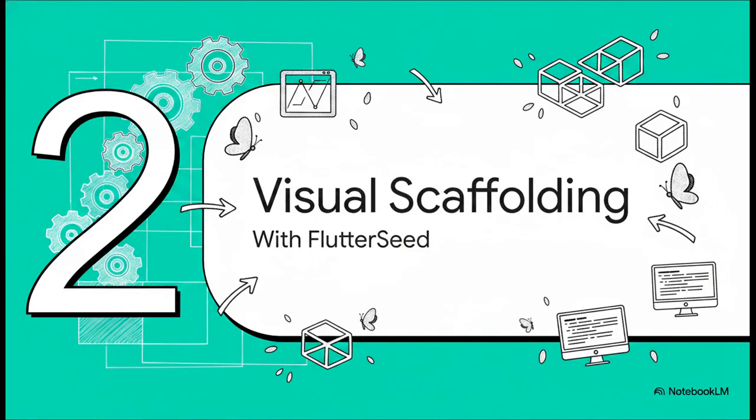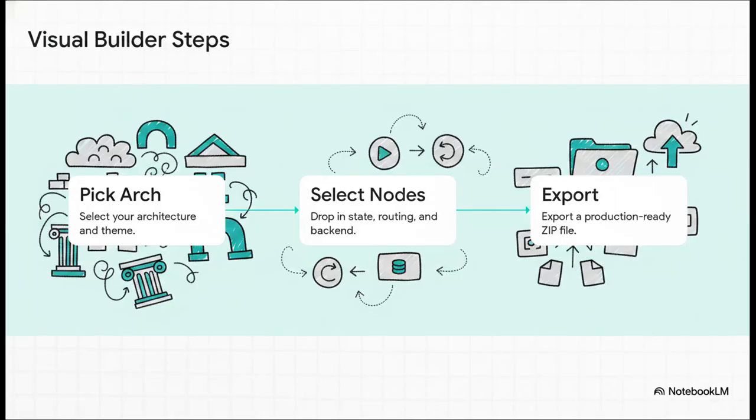Which brings us to Section 2, visual scaffolding with FlutterSeed. Instead of hiding your choices in endless command line prompts, you control everything on a visual graph. Step 1, you pick your architecture and theme. Step 2, you select your state, routing, and backend nodes, connecting them visually. And Step 3, just export a perfectly wired, production-ready zip file.